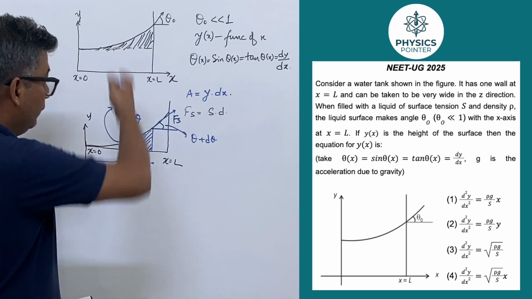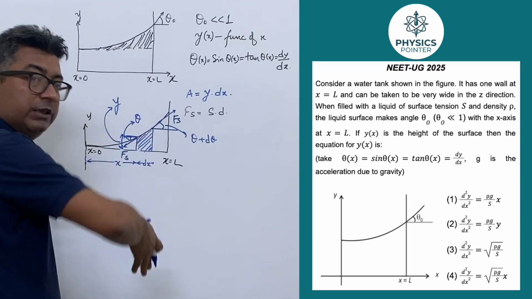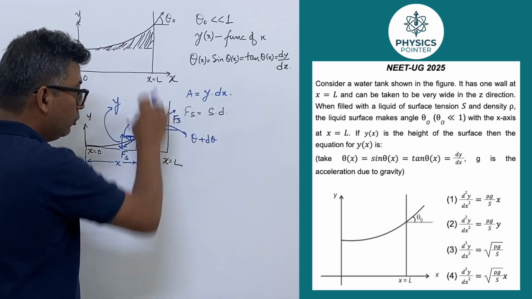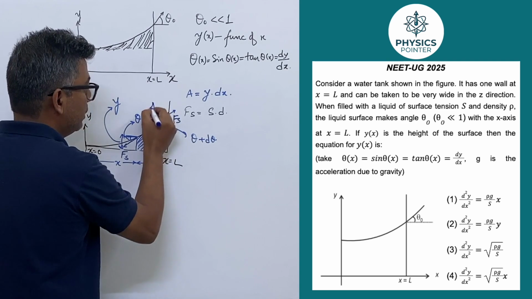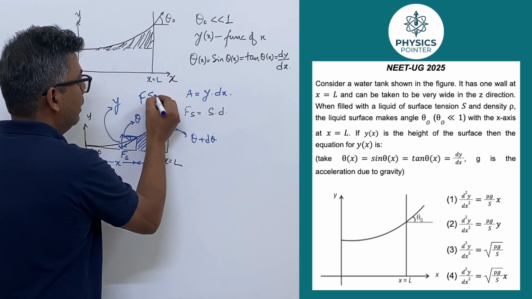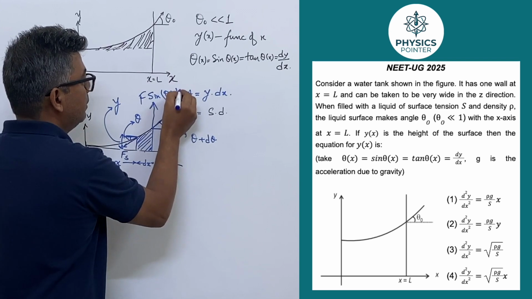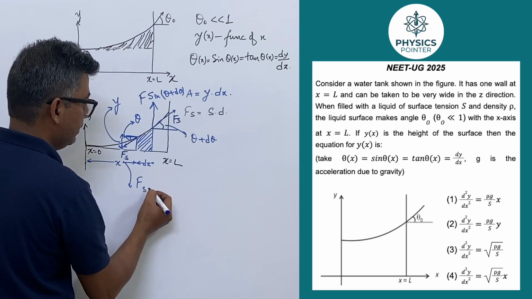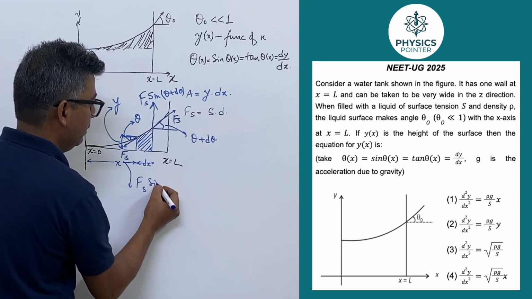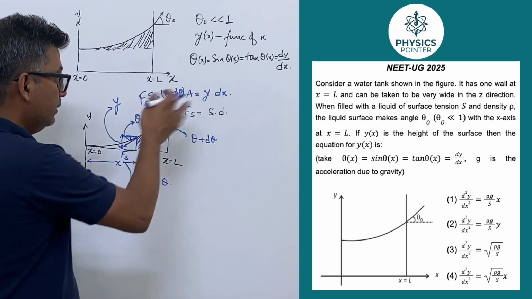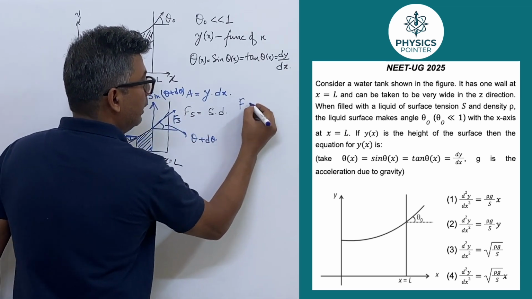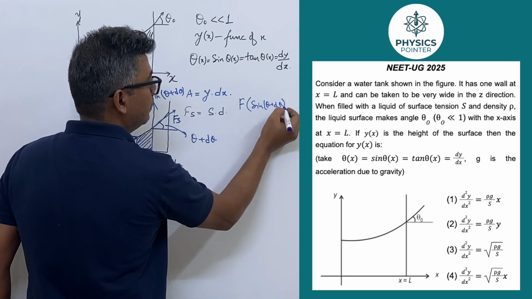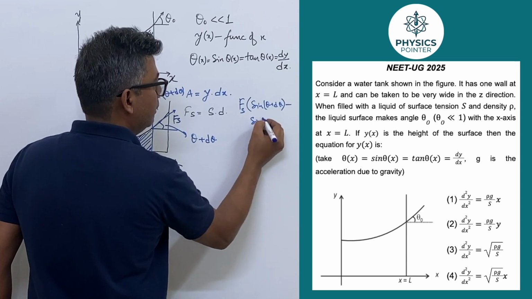Now let's see. The vertical component is the one which is pulling it. The horizontal components are balancing out. So let's only talk about the vertical component. What is this? This is Fs sine of theta plus d theta. And this is Fs sine of theta. So if we subtract this, what will be the value? Fs of sine of theta plus d theta minus sine of theta.